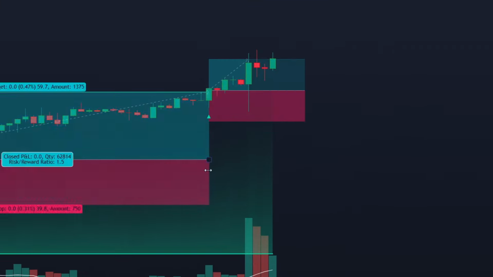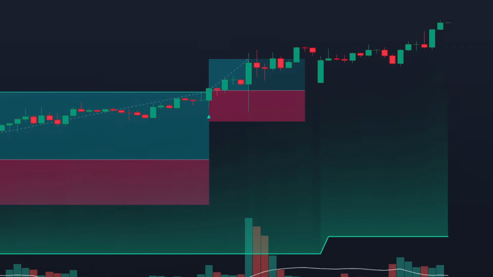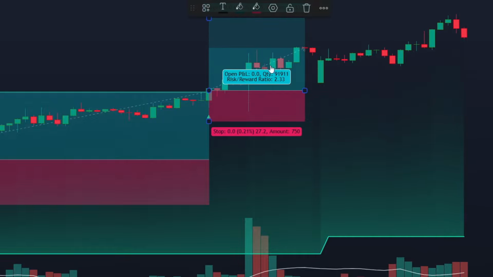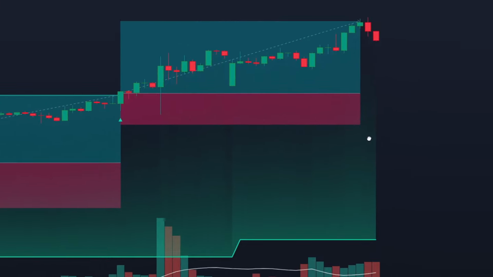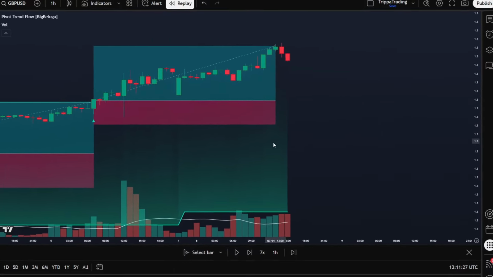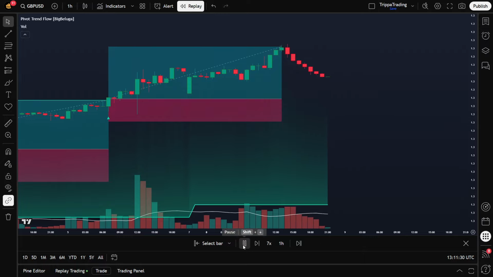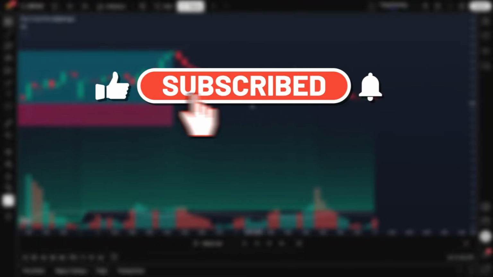Just remember, no indicator is perfect. You'll still get some false signals, especially in ranging markets. Always manage your risk. So to sum it up, when the band turns green and an up triangle appears with strong green volume, that's your buy setup. When the band turns red and a down triangle appears with strong red volume, that's your sell setup. Keep your stops tight, targets realistic, and trade with the trend.